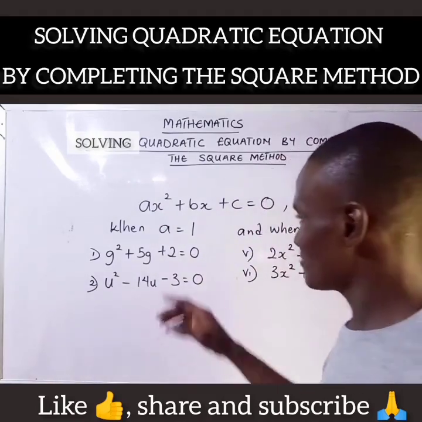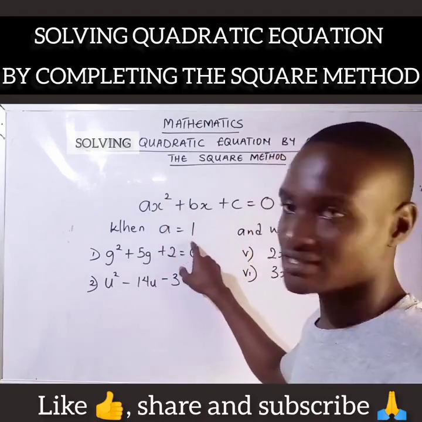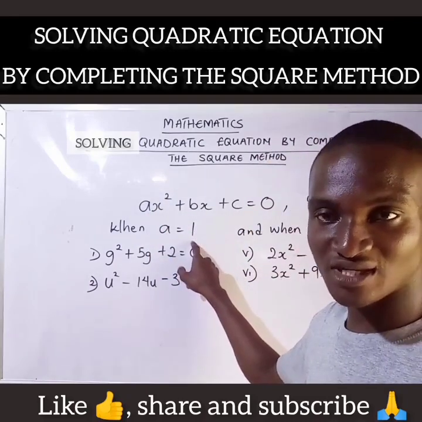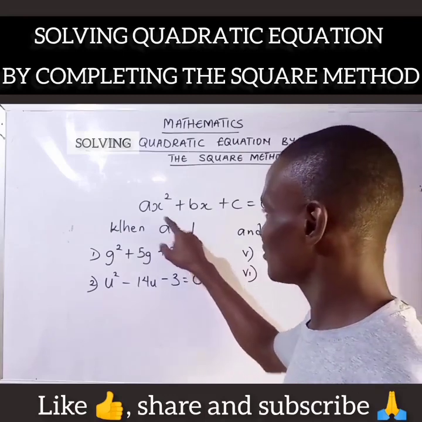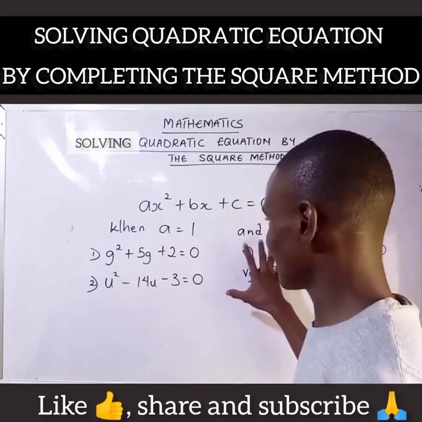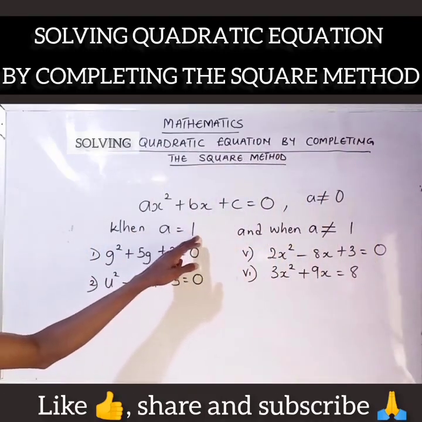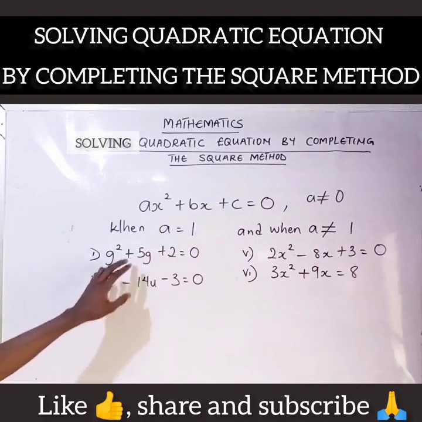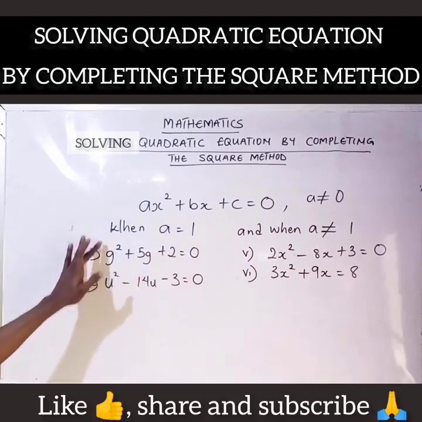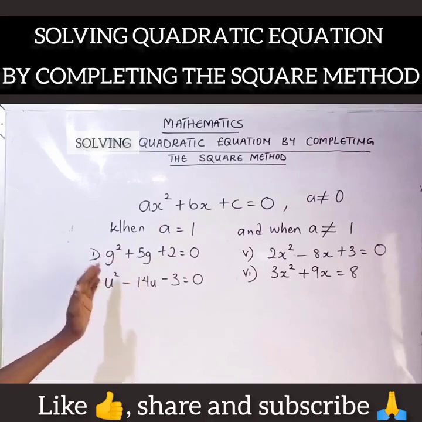There is one whereby the coefficient of that x squared is always 1. The coefficient of the x squared is 1, and sometimes the coefficient of that x squared is not equal to 1. Now, this is what I mean. When you look at this side, I said when a is equal to 1. If you take a look at this set of questions, you see that there is nothing else beside the g squared and the u squared. So this implies that the coefficient of g squared and the coefficient of u squared is 1.